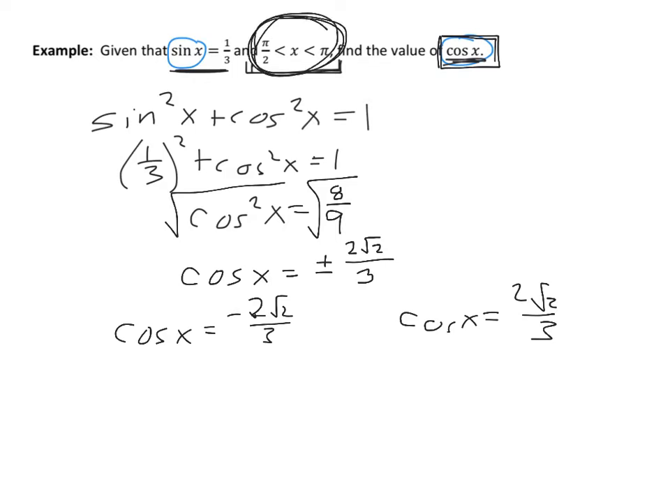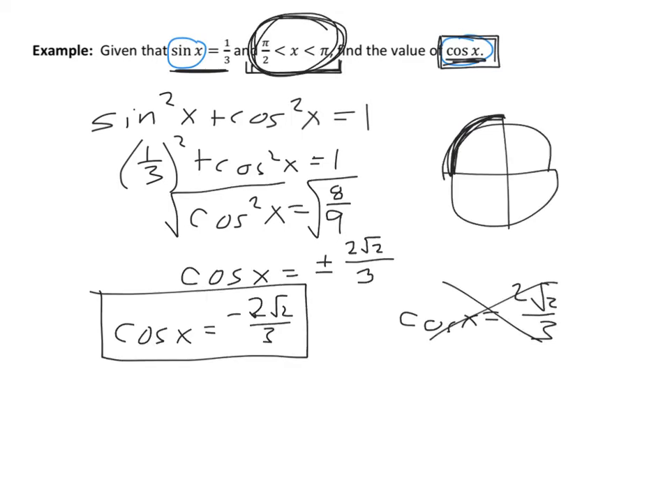Between pi over 2 and pi, what do we know about cosine? Think about the unit circle for a moment, right? Where is pi over 2 to pi? That's in the second quadrant. What do we know about cosine in the second quadrant? If you need to pause, think about that for a moment. Don't we know that in that quadrant, cosine is negative? That means that the cosine there has to be this. It can't be this.